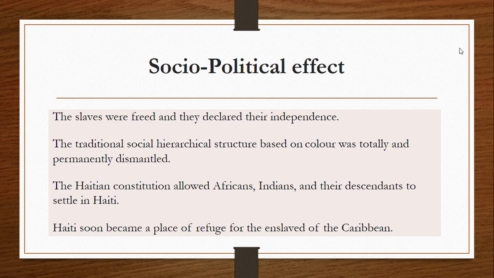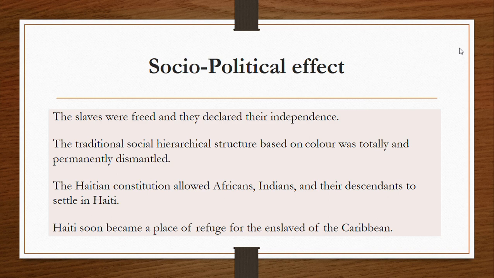As we continue the socio-political effects, we look at the fact that slaves were now freed and the island was declared independent, as was explained before. The traditional social hierarchy based on color was totally and permanently dismantled, as I explained before.